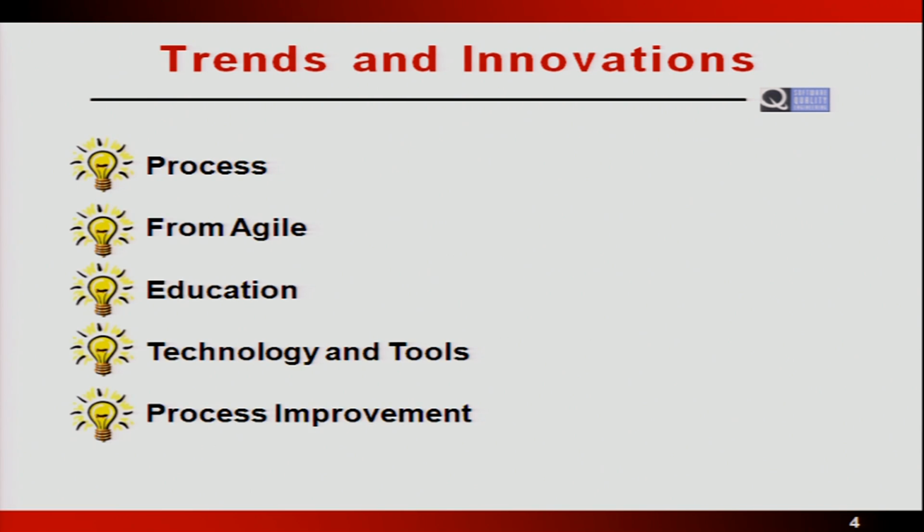So I made a big long list, and I've organized them into five categories. We're going to talk about testing process innovations. We're going to talk about things that have come out of the Agile world, some education things, some technology and tool things, and some process improvement innovations. So that's where we're headed.